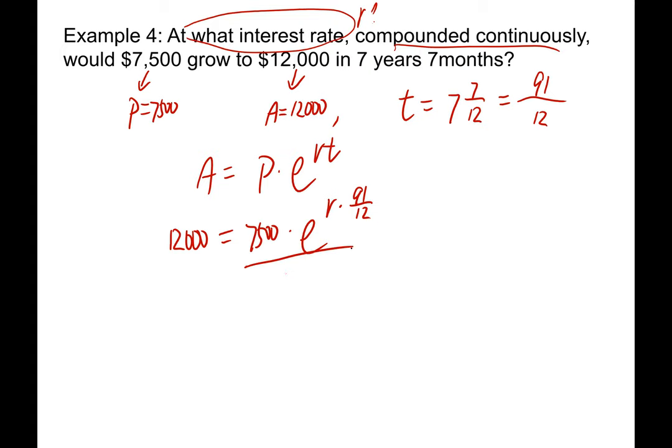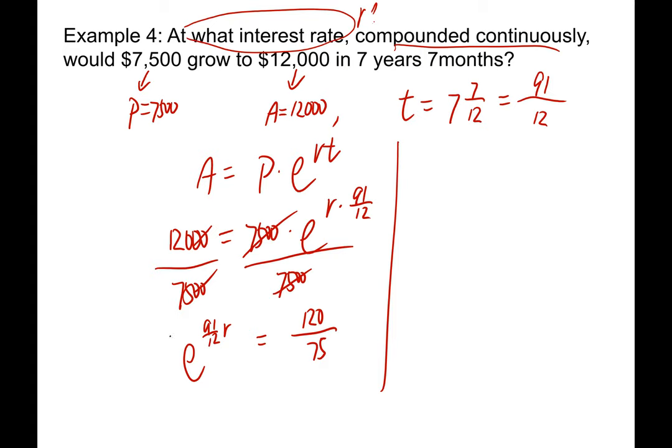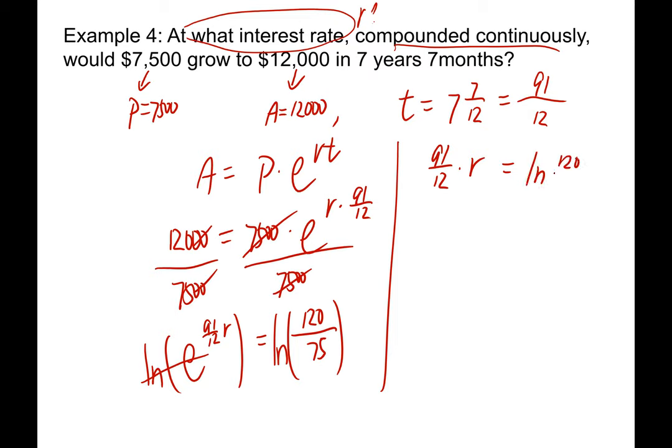So first of all, dividing 7,500 from both sides of the equation. Cancel that. Then we can drop the two zeros if you want to. So it becomes 120 over 75. So E raised to 91/12 R equal to 120/75. Okay. Now from there, we will take the Ln from both sides of the equation. Then the Ln and the exponential E offset each other: 91 over 12 times R equal to Ln of 120 over 75.